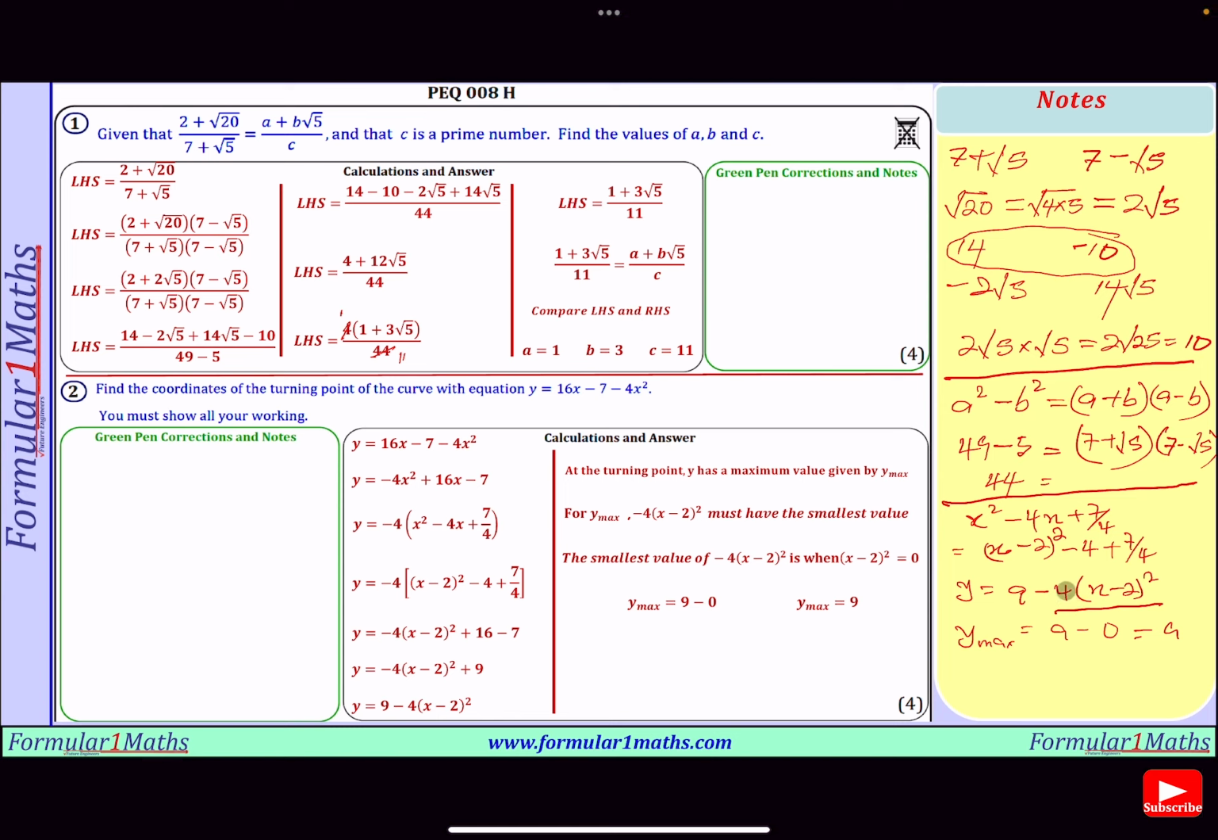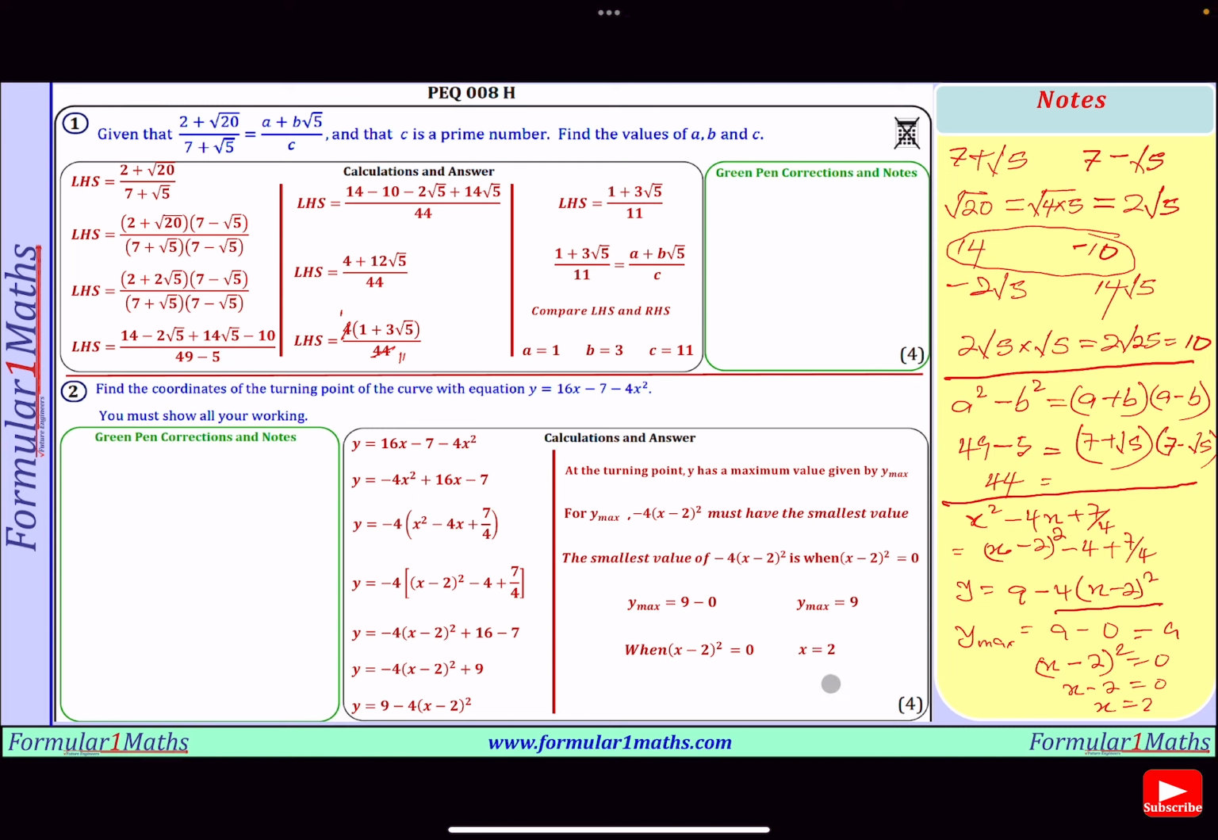As I mentioned earlier, the smallest value of this must be equal to 0. And this will occur when x minus 2 squared equals 0. It therefore implies x minus 2 equals 0, and that means x is equal to 2. And so our x-coordinate will be equal to 2.